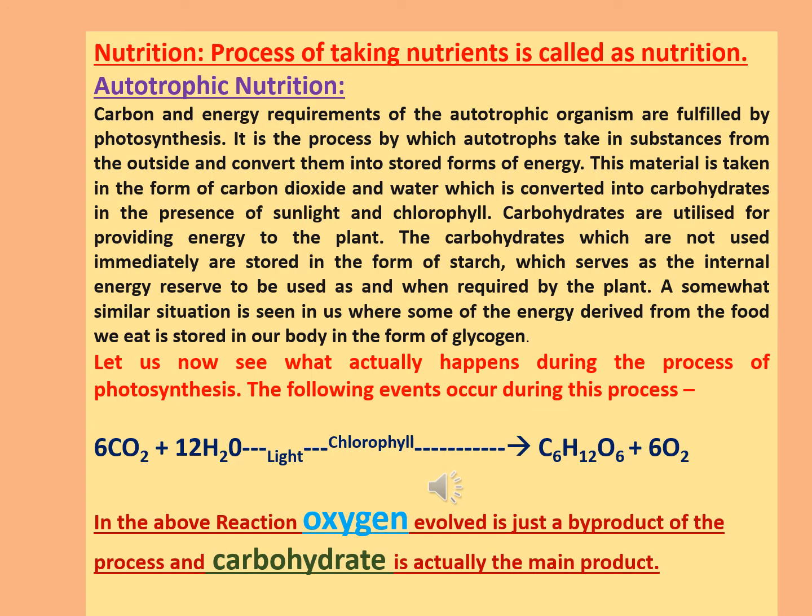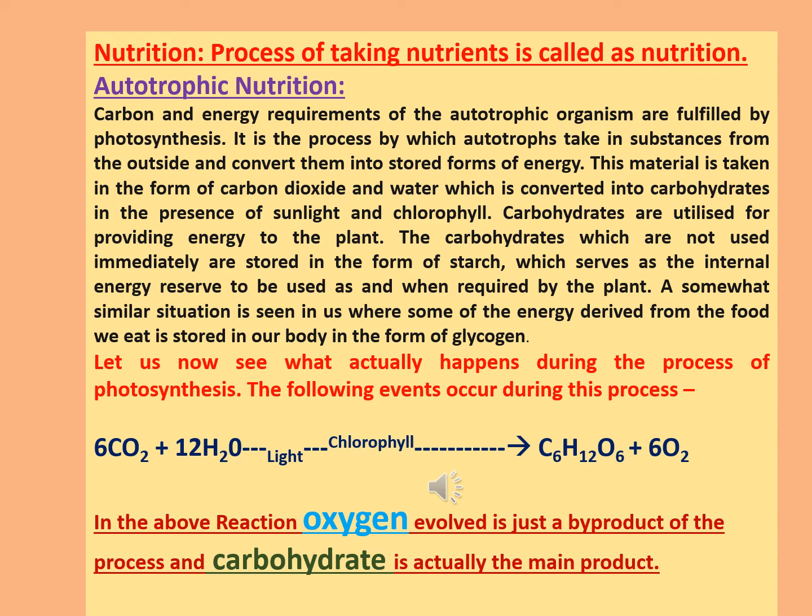Nutrition is a process of taking nutrients. So the process of nutrition can be divided into two parts: autotrophic mode of nutrition and heterotrophic mode of nutrition. In autotrophic mode of nutrition, organisms derive food from natural resources, and in that case they are not depending on any other organism. An example is green plants.